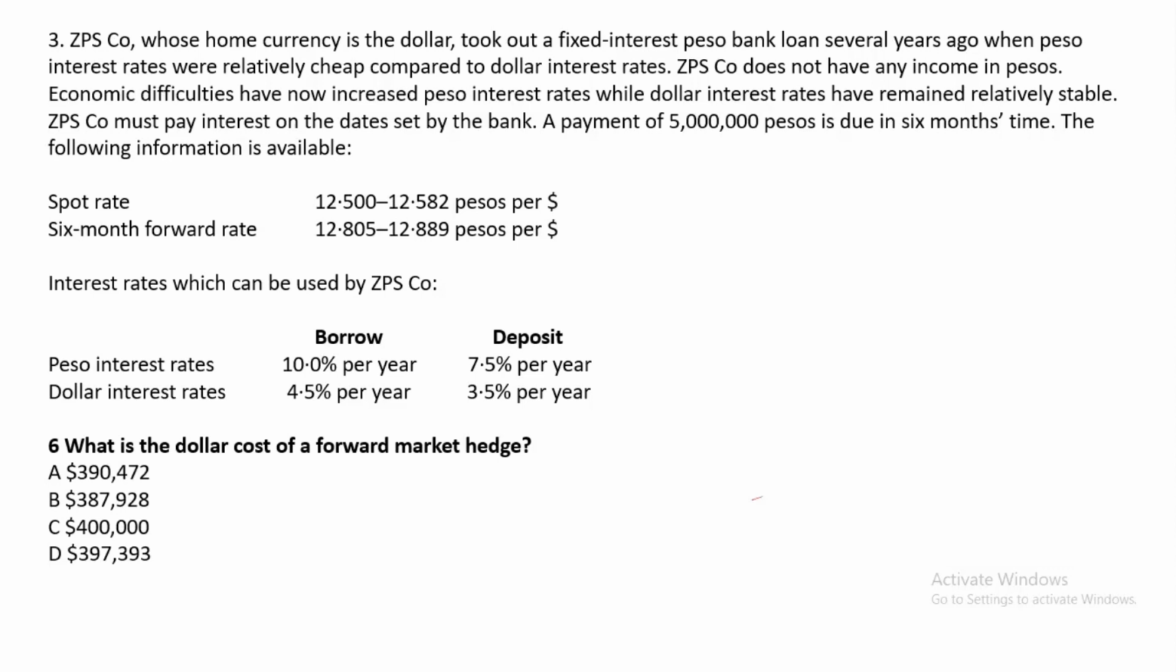The following information is available. You are given information concerning, first, the forex rates. We have the spot rates and the 6 months forward rates, so you then have to be able to articulate which would be which. Then the interest rates which can be used by ZPS Core. So these are the interest rates.